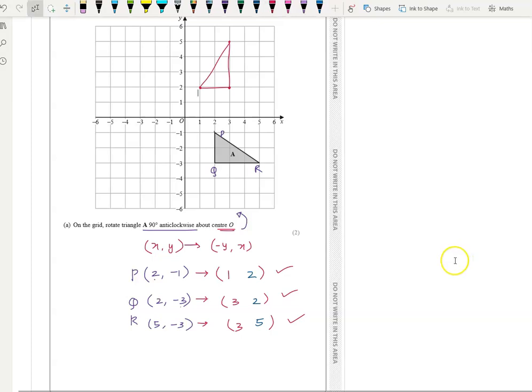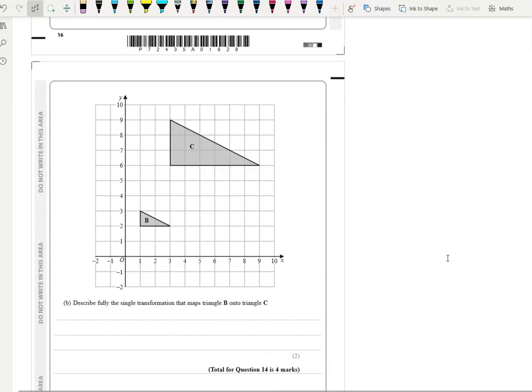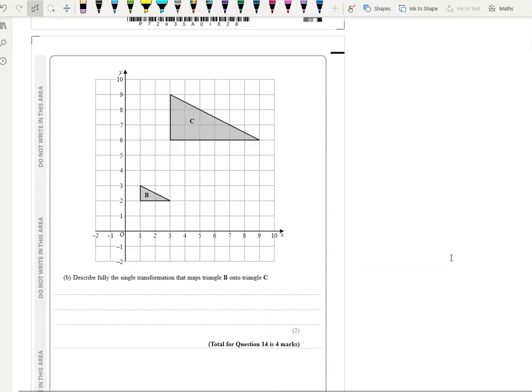Okay, next question, number 15. Part B. Describe fully the single transformation that maps triangle B onto C. From B to C, you can see it is getting bigger. So the first part of the answer is that it's an enlargement. Then we see how many times. This side is 1, it became 1, 2, 3. So it becomes 3 times. So your scale factor is 3.